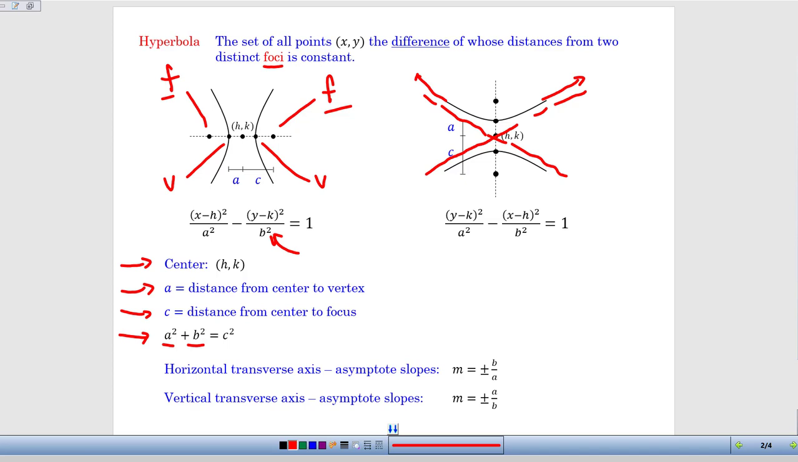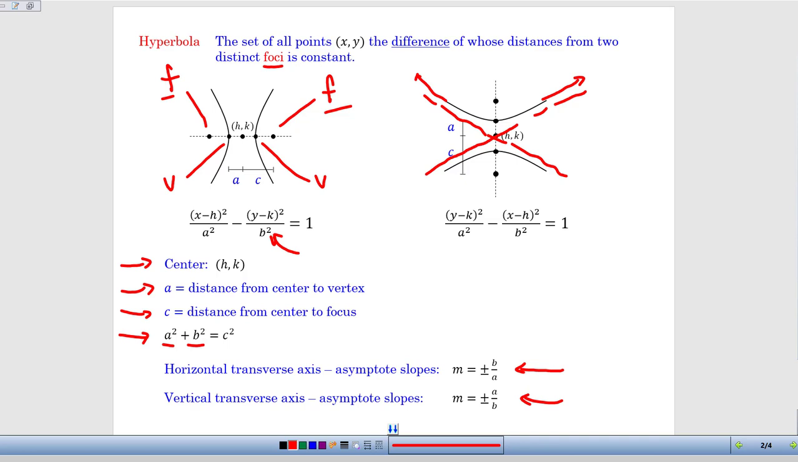And so the question is, what are the slopes? What is the steepness of these asymptotes? And the way we determine it is by either taking a over b or b over a, through a plus or minus, because one is going up from left to right, one is going down from left to right, and that's going to determine the steepness of the lines.